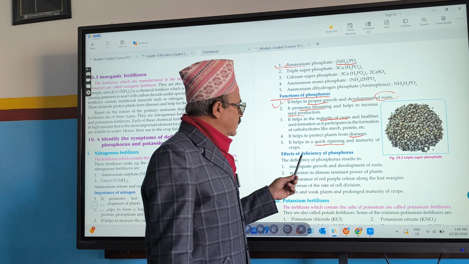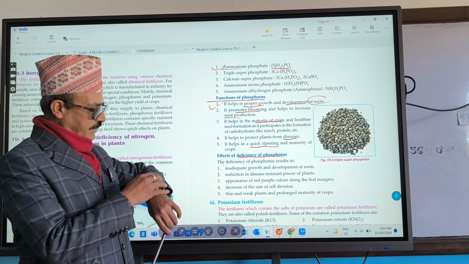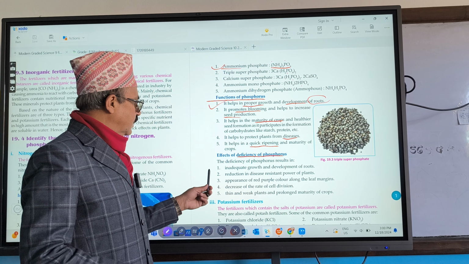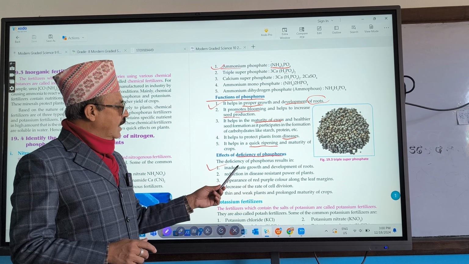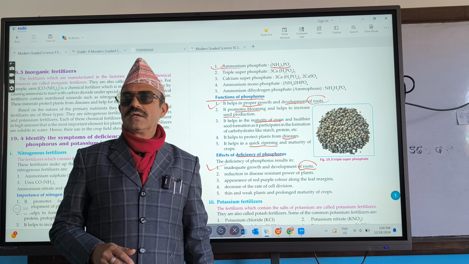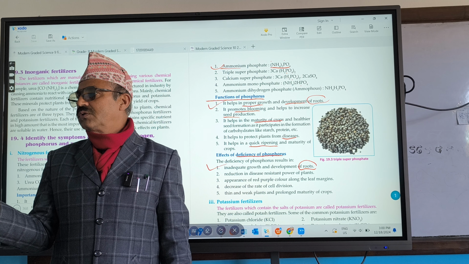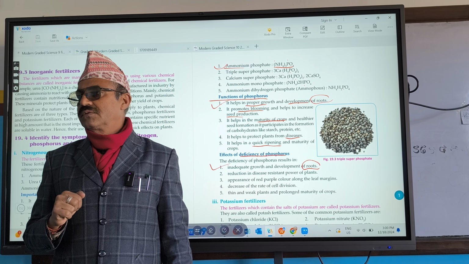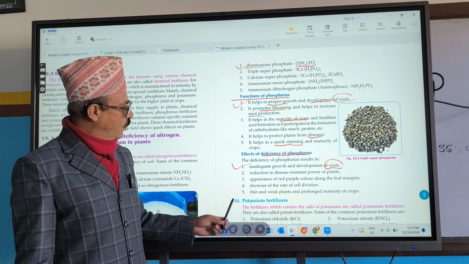And deficiency of phosphorus. If there is a lack of phosphorus, then what will happen? Then these type of problems can be seen. What is the first point? Inadequate growth and development of roots. Roots do not grow well. As a result, plants may fall down during minor wind. In heavy wind, many will fall down.